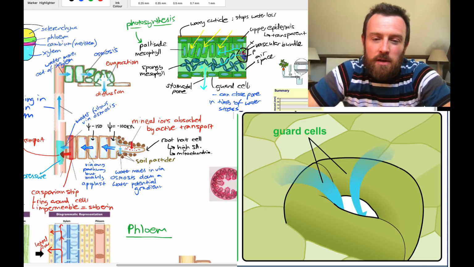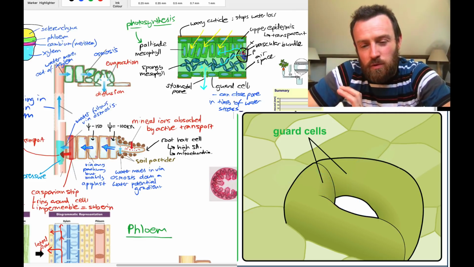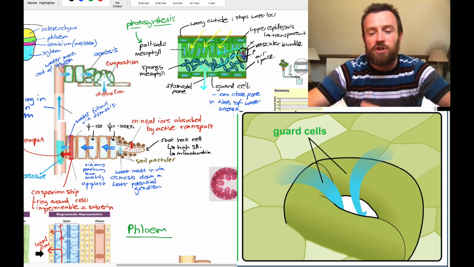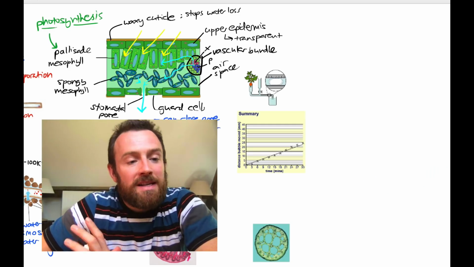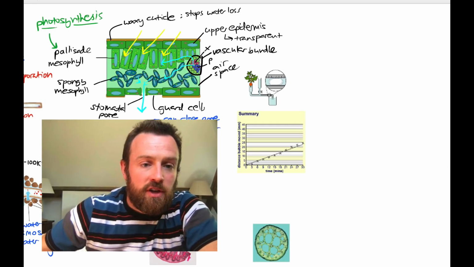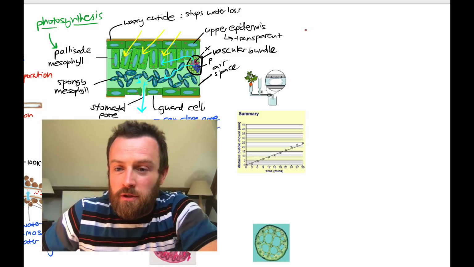out of the guard cells, which is the whole thing. This bit is called transpiration, and the whole thing is called the transpiration stream. So as I said, this whole process, transpiration, is super, super important.